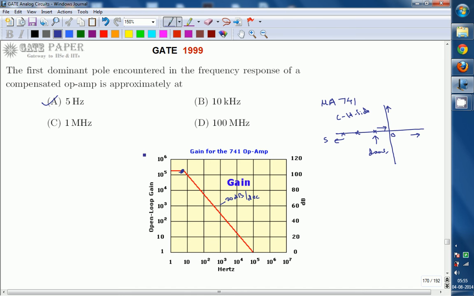So the dominant pole from this response is less than 10 Hz. Less than 10 Hz leaves only one option, that is A, 5 Hz. So the dominant pole of an internally compensated op-amp is at 5 Hz. The right answer for this question is A. Thank you.